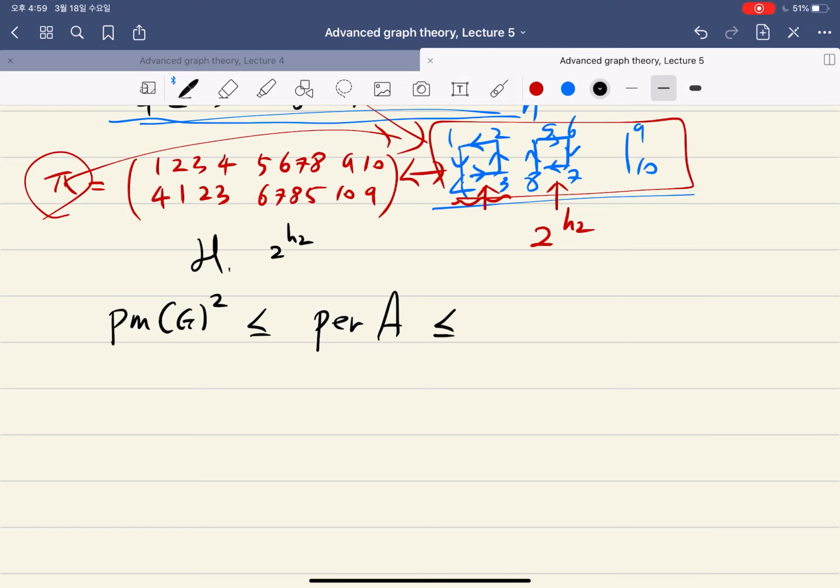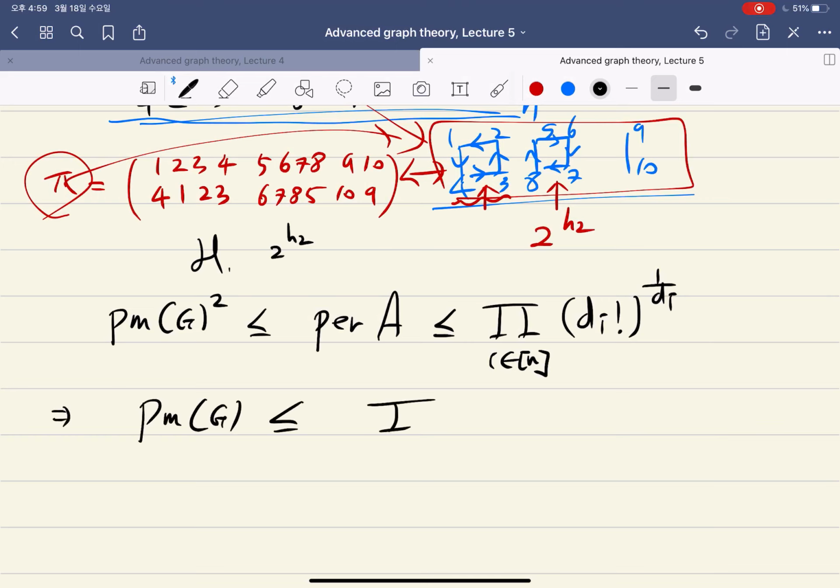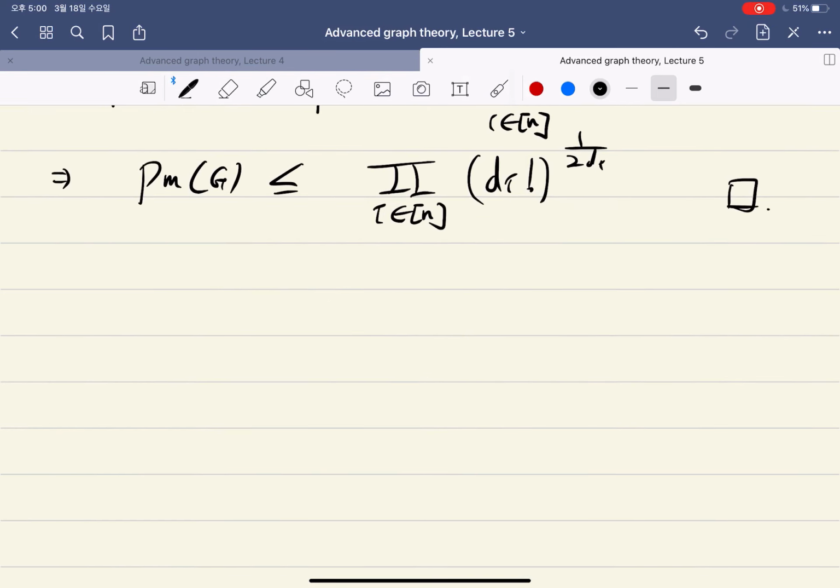And then by Bregman's theorem, we know that this is at most the product of di factorial to the 1 over di. So now you take the square root. Then you get the desired inequality. So this gives you an upper bound on the number of edges.